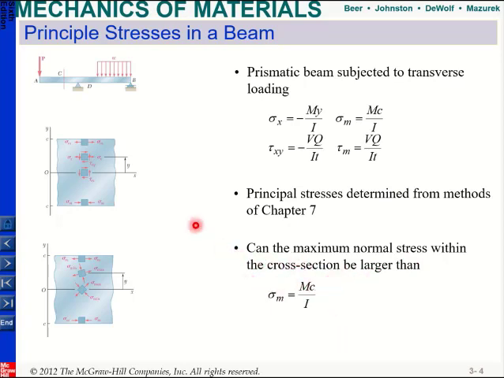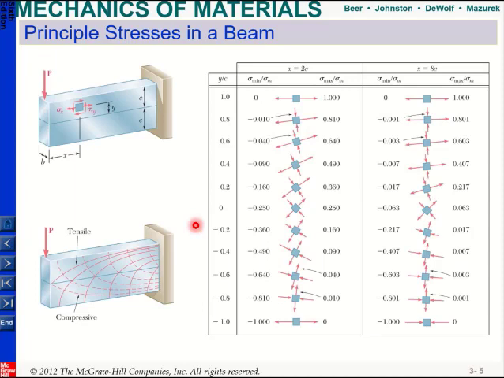Just an example to look at: this is another beam, and you apply one load at the end. Whenever you cut it at different x values, for example here at x equal to 2c, and here at x equal to 8c, and you look at your stress profile, for example when y is equal to 0, at the midplane, you only have shear, so you need to rotate through different angles.